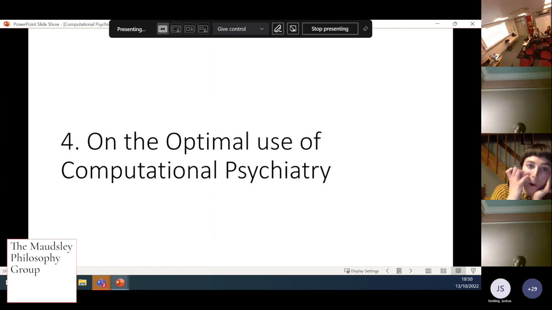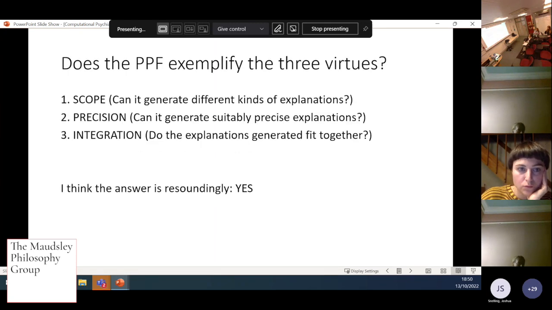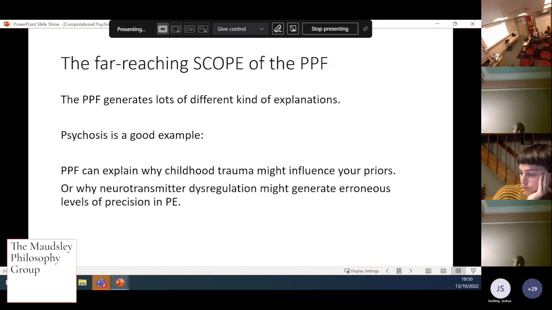So, coming into the final straight on the optimal use of computational psychiatry. We picked out scope, precision, and integration. Does predictive processing exemplify these three virtues? I think the answer is yes. So, the far-reaching scope of predictive processing: predictive processing generates lots of different kinds of explanation.